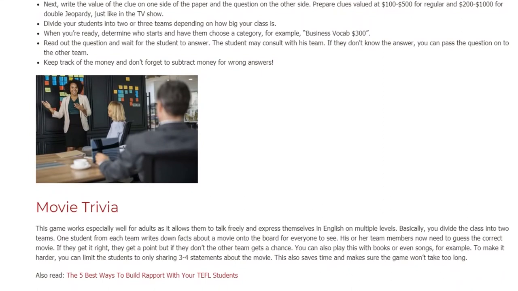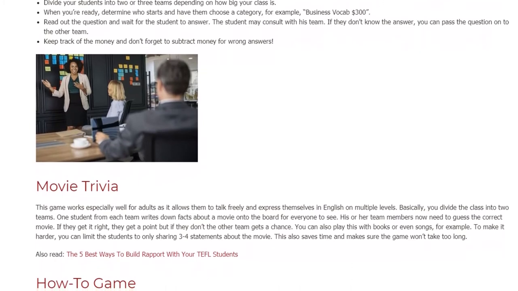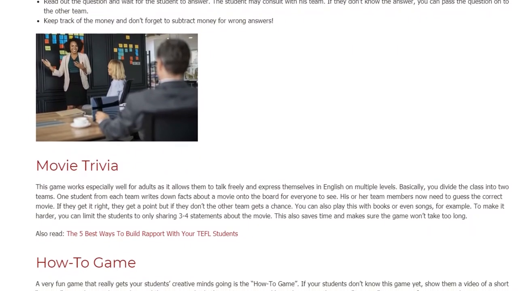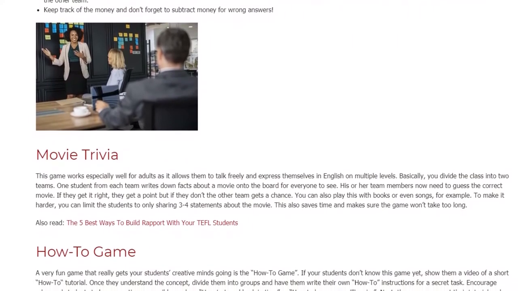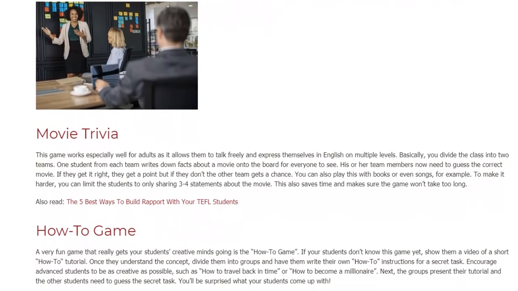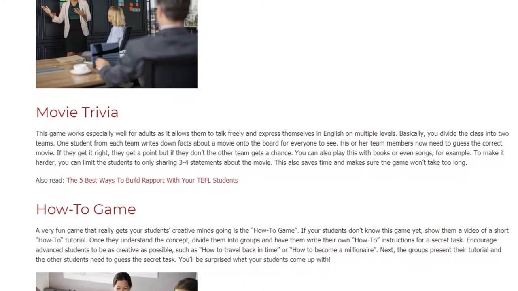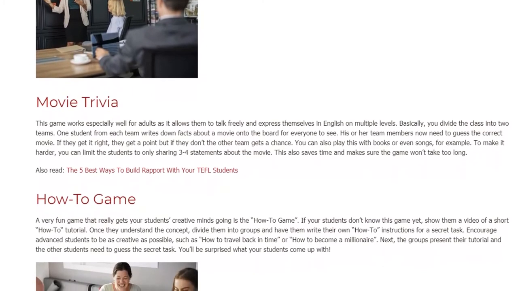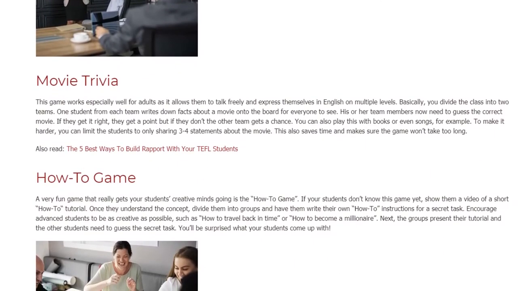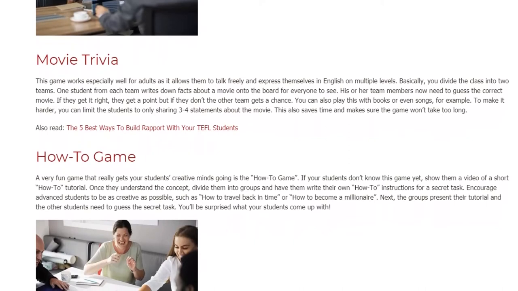Movie Trivia. This game works especially well for adults as it allows them to talk freely and express themselves in English on multiple levels. Basically, you divide the class into 2 teams. One student from each team writes down facts about a movie onto the board for everyone to see. His or her team members now need to guess the correct movie. If they get it right, they get a point, but if they don't, the other team gets a chance. You can also play this with books or even songs, for example. To make it harder, you can limit the students to only sharing 3-4 statements about the movie. This also saves time and makes sure the game won't take too long.